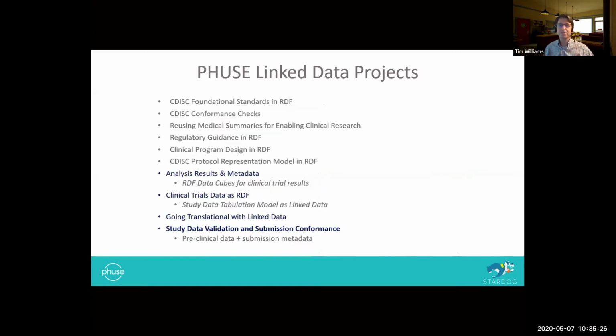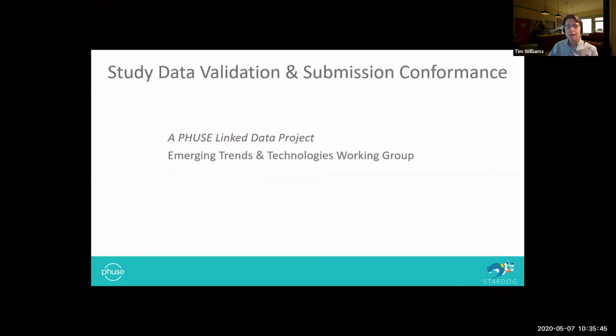PHUSE has a long history with linked data, starting with one of the first projects, CDISC Foundational Standards in RDF, available to CDISC members on their website. Most of the other projects have been experiments with varying levels of success and implementation. The blue ones are the projects I have co-led, and the last one I will discuss today. Our current project is Study Data Validation and Submission Conformance.